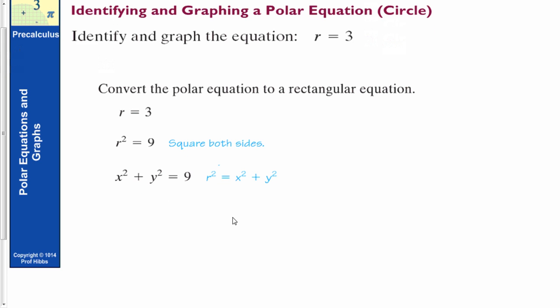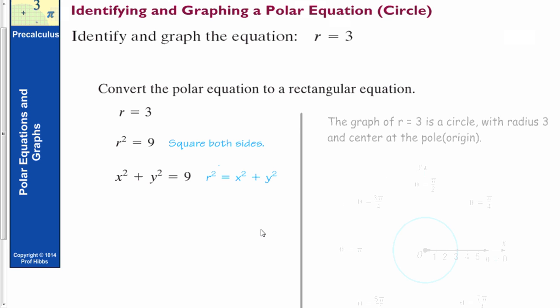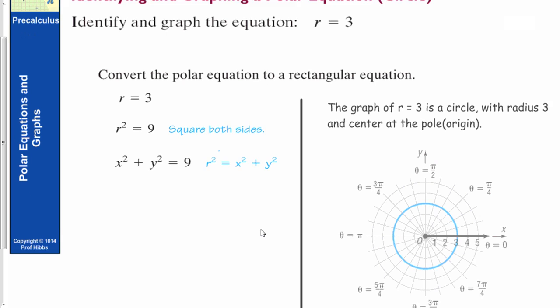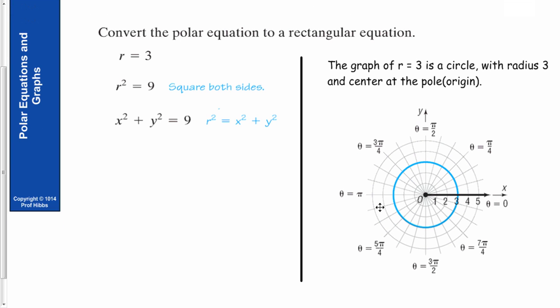We've converted it to a rectangular equation, and we recognize that that is a circle that has a radius of 3, and it's centered at the origin. We should recognize that from other work we've done in the past. And so when we go about graphing that, if we think of this as the x-axis and the y-axis, then the origin would be here, which corresponds to the pole, and we have a radius of 1, 2, 3. And so that's the circle that we're talking about.